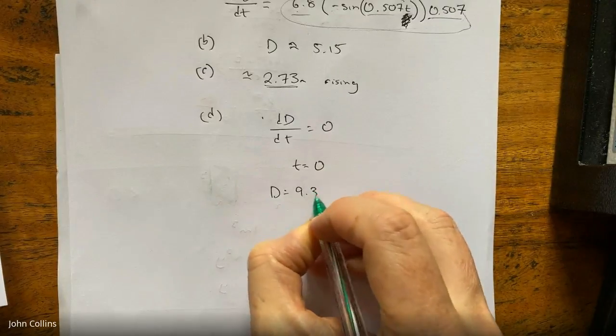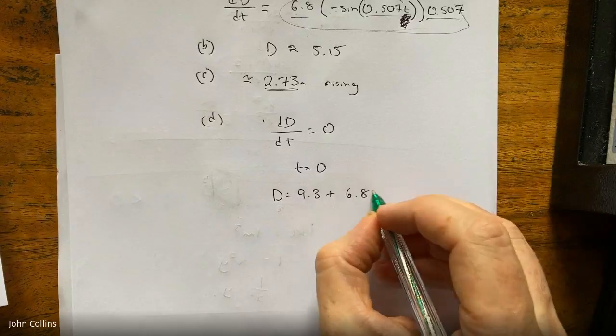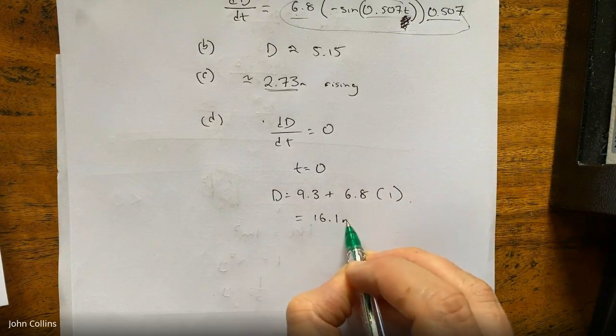How did you get 16.1 then? Plug it back into the original equation. Oh, okay. So you plugged it back in here, and therefore you would get, cosine would just be 1. If that's 0, that would be 1, then it's just 9.3 plus 6.8. Exactly. So you'd end up with at t is 0 then, d is equal to 9.3 plus 6.8 times cosine 0, which is 1. So it's just times 1. And add those together and you get 16.1 meters.